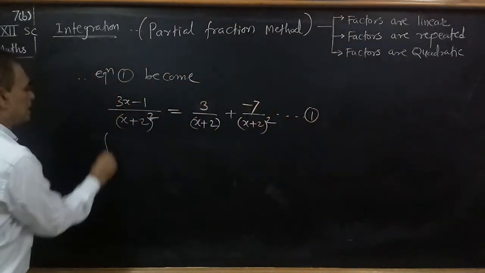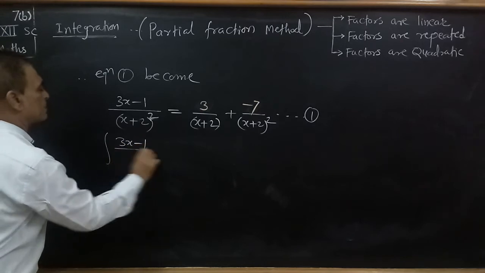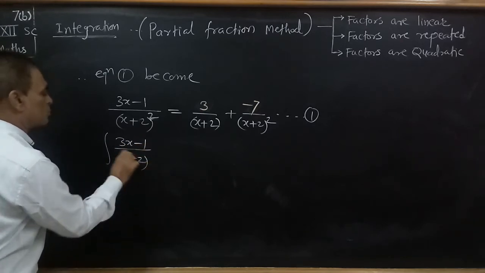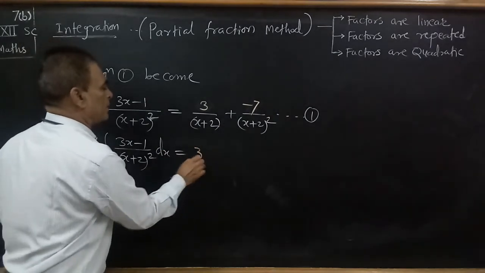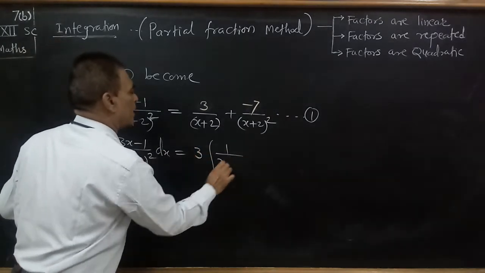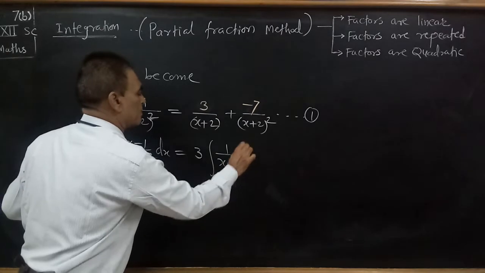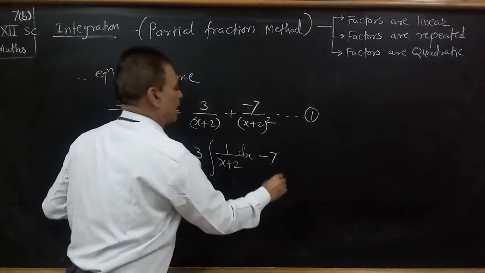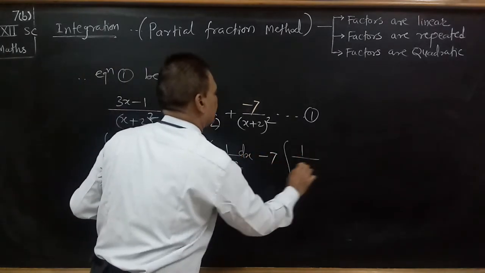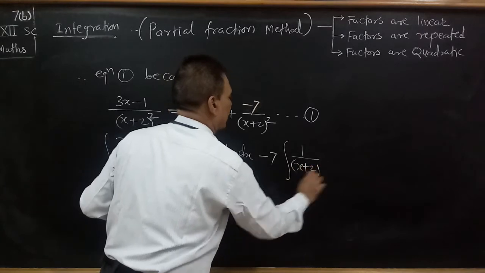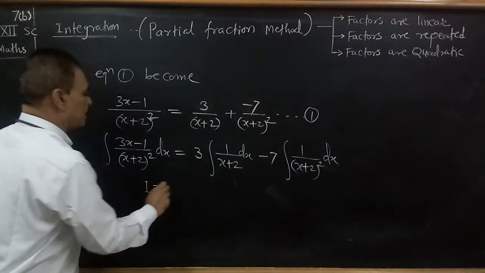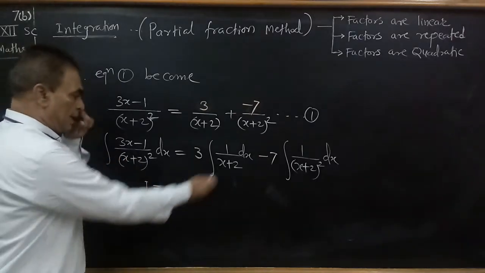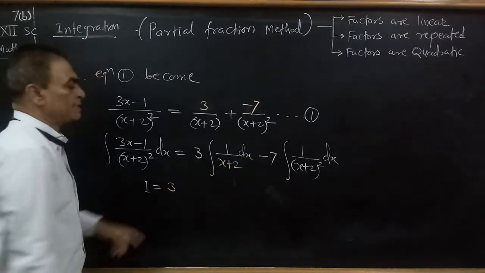You will get integration of (3x minus 1) divided by (x plus 2) whole square dx, which is equal to 3. You can take the constant outside the integration. And what about here? Minus 7 integration of 1 divided by (x plus 2) whole square into dx. The left hand side is nothing but I, our question.